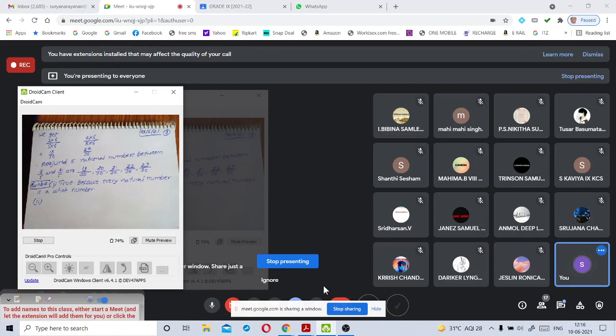If it is a false statement, we have to give a counter example to show that the given statement is false. Understood this point, my dear children? To show that a given statement is false, you have to give a counter example. Now come to the second one.